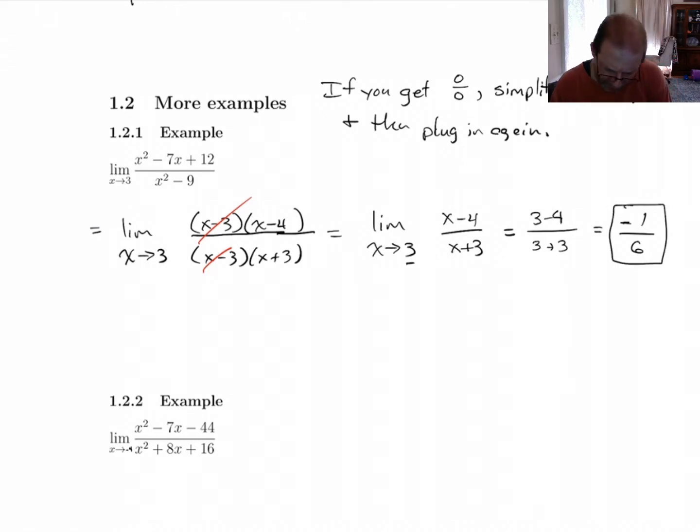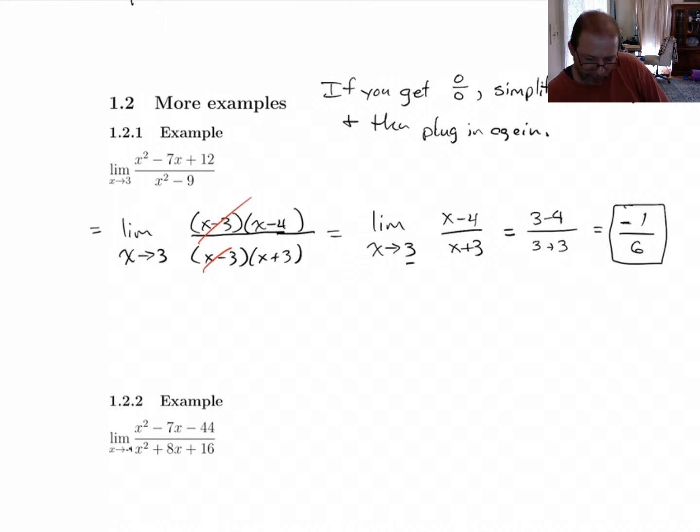Now you might look at this and say, what's the difference between this function here and the original function we had up here? Well, there's only one difference. If you were to graph this function and this function, the original one would not be defined when x is 3. This one over here, though, is defined when x is 3.